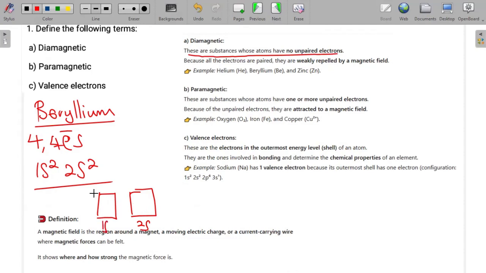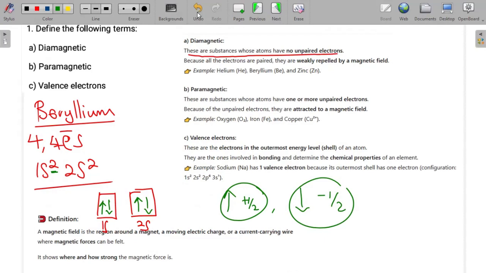In each of these orbitals we have 2 electrons, one facing up and the other facing down. Remember the magnetic spin number: if it's facing up, it has plus 1 over 2, and if it is facing down, it has minus 1 over 2. So the effects cancel out, because the minus half and the positive half give a 0. Here we have 0 charge, and even here we have 0 charge.